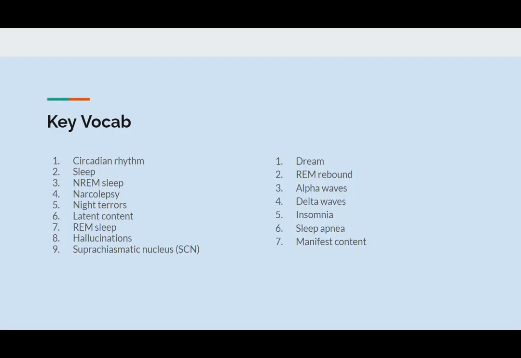Here are the key vocab for this subunit, since we'll be talking about sleeping disorders, sleeping stages, the sleep cycle, and also circadian rhythm. There are a couple of key vocab terms that will come up on the AP Psychology exam: circadian rhythm, sleep, non-REM sleep or NREM sleep, narcolepsy, night terrors, latent content, REM sleep, hallucinations, suprachiasmatic nucleus (SCN), dream, REM rebound, alpha waves, delta waves, insomnia, sleep apnea, and manifest content.